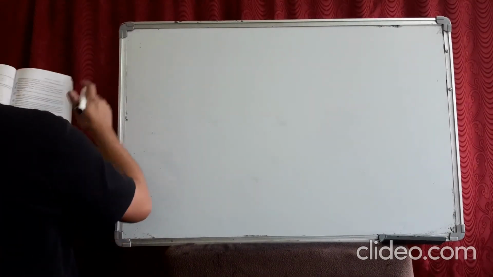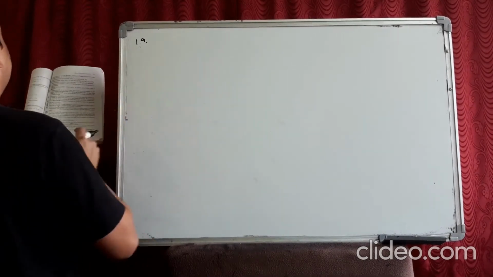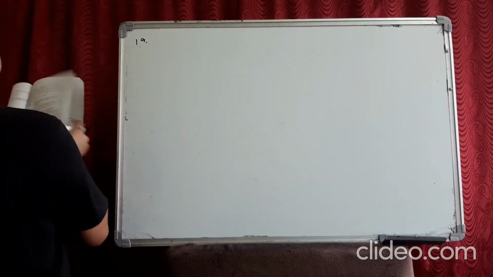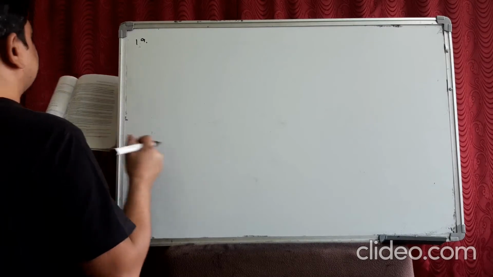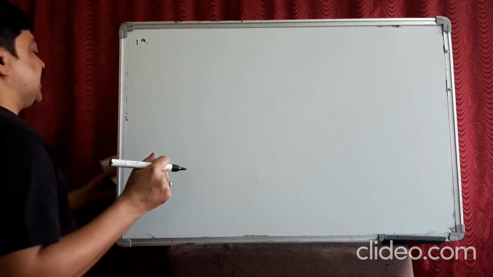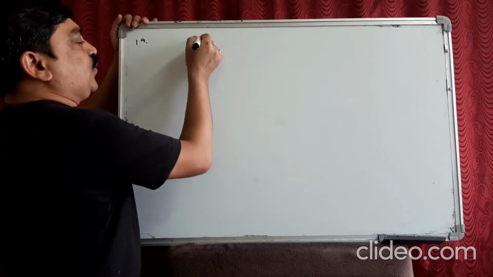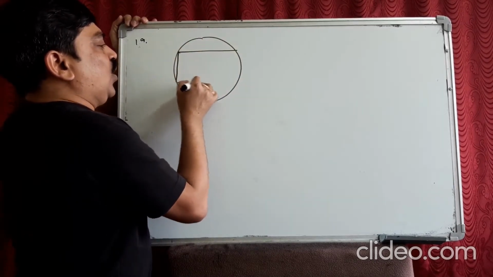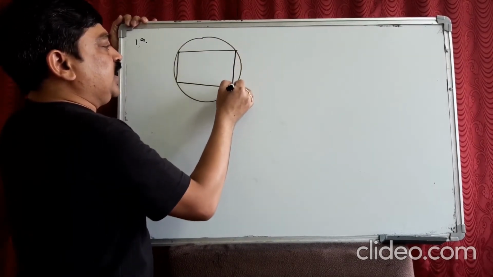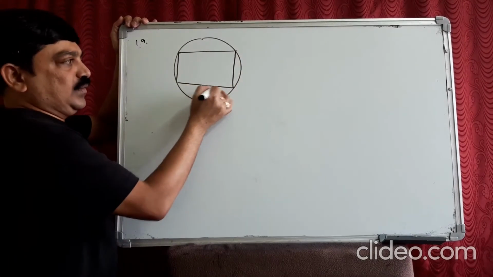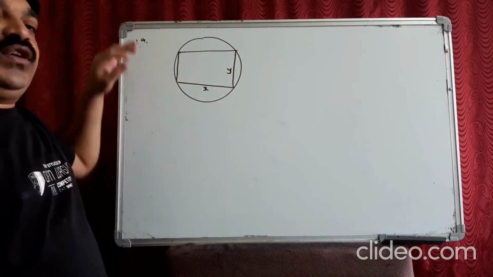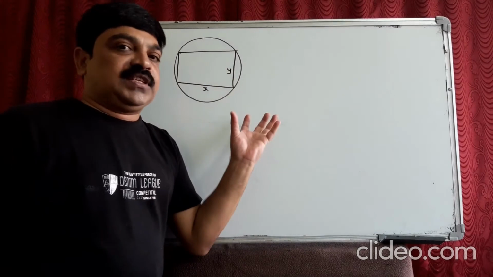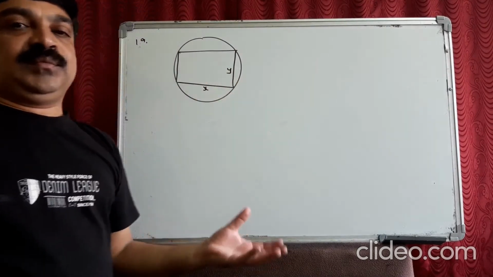See the next question, 19. Show that of all rectangles inscribed in a circle, the square has maximum area. That means the question looks a little twisted, but it is very simple. All the rectangles that are inscribed in a circle. This is a rectangle actually. We have to prove that it will become a square when the area is maximum.